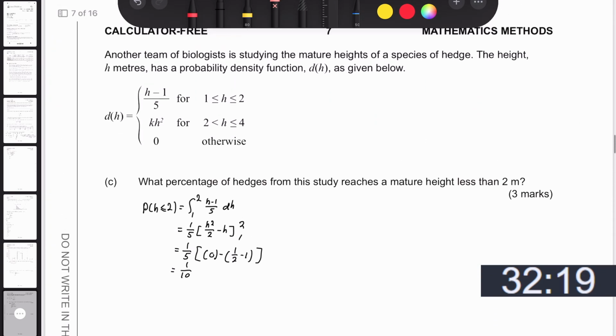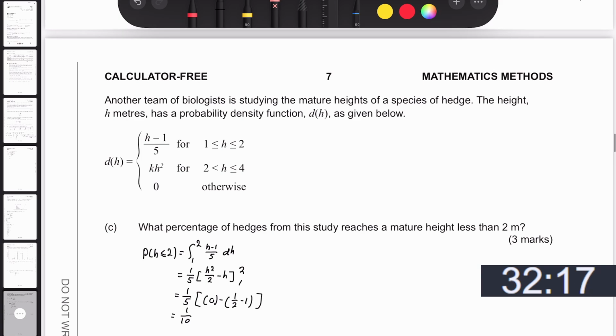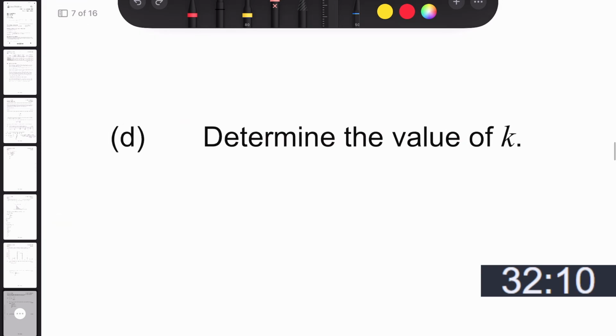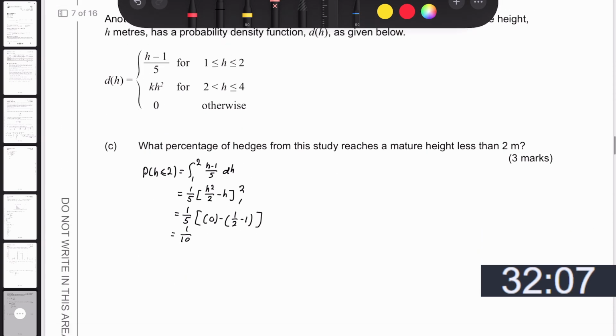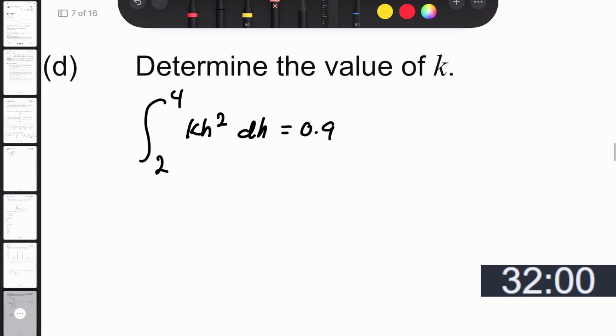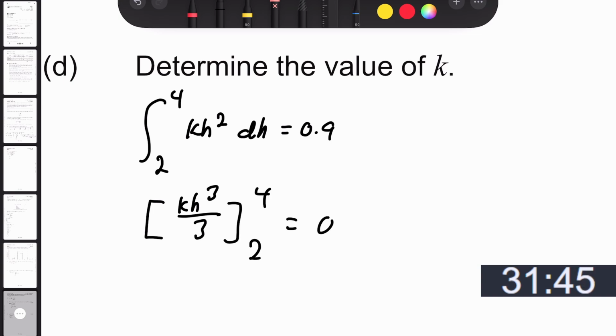Determine the value of k. So we know that from below 2 is a tenth, so the integral from 2 to 4 of kh squared dh must equal 0.9 because it must be the remainder. So this is the same as kh to the power 3 on 3, from 2 to 4, is equal to 0.9.